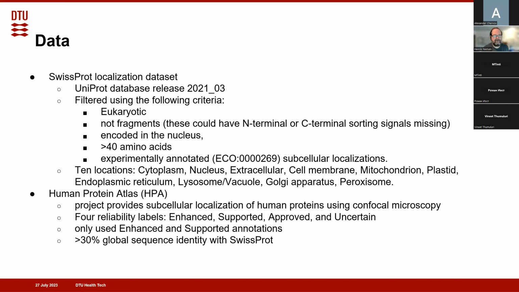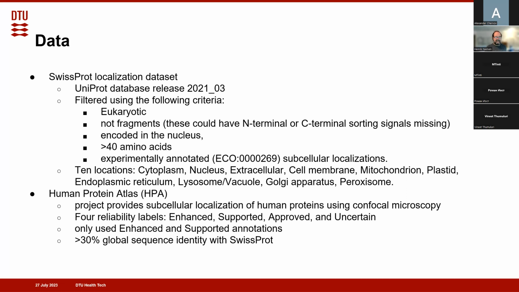So we had 2 sources of data. One was the SwissProt localization dataset, UniProt release 2021-03, which were filtered using the following criteria. They should be eukaryotic, not fragments, because fragments could have N-terminal or C-terminal sorting signals missing. They should be encoded in the nucleus, that is, we exclude proteins encoded in the mitochondria or plastids. At least 40 amino acids long and experimentally annotated subcellular localizations.